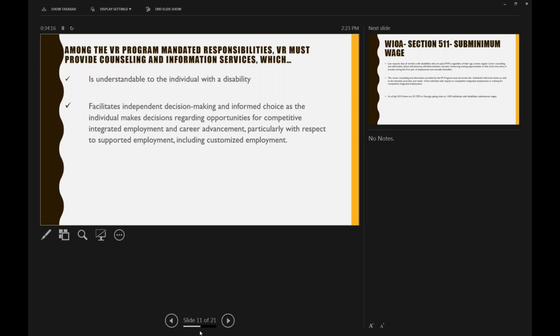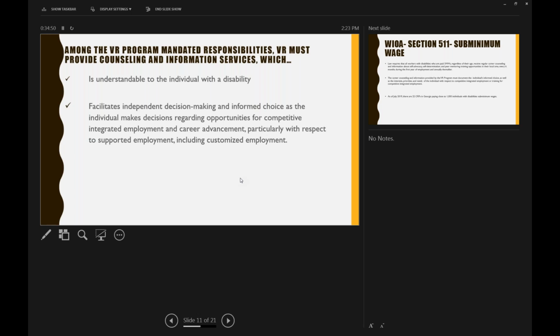Also, VR, the counseling and information services, facilitate independent decision-making and informed choice as the individual makes decisions regarding opportunities for competitive integrated employment and career advancement, particularly with respect to supported employment, including customized employment. So considering that this is written into law, this is what is required of the vocational rehab program, and it is mandated that this is documented in the consumer's files.